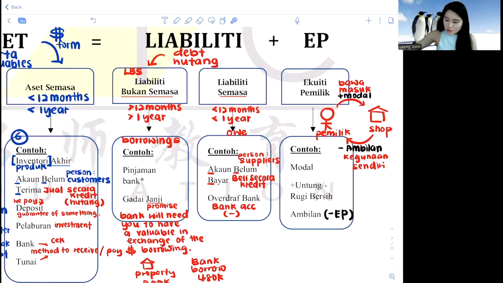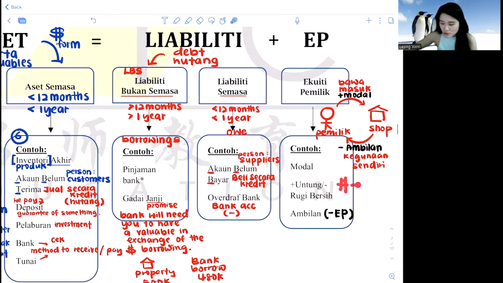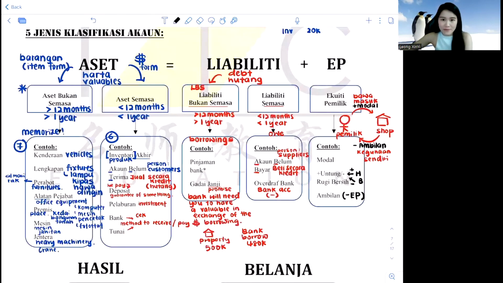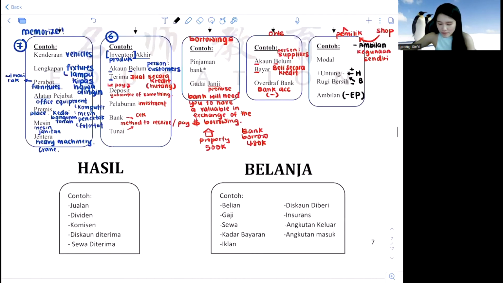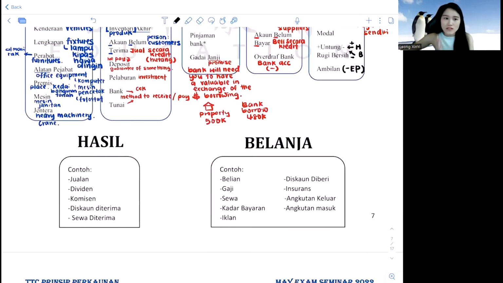Right now, untung or rugi bersih is actually found out by having hasil tolak belanja. So therefore, in chapter 2, persamaan perakaunan, untung ataupun rugi bersih will be found out by having hasil to add in, and belanja to minus out from it. Okay, so we already finished the main three types of items. Now for the bottom, hasil and belanja, no need to memorize.